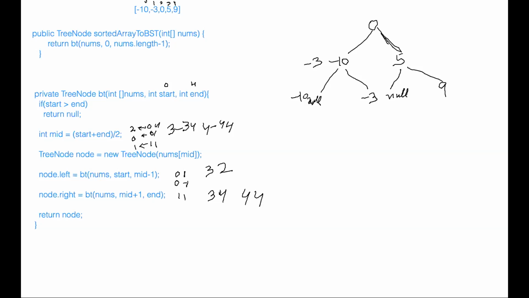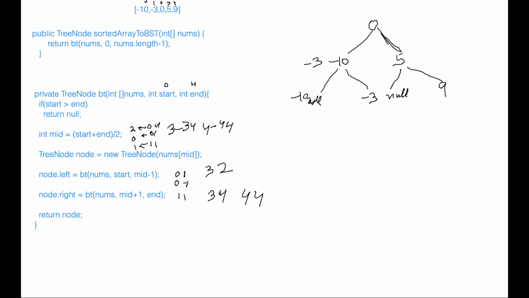I didn't get that. Please, can you repeat once again? If start and end both sum to odd, then what do I have to do? We have to increment mid by 1. Else it would be just start plus end by 2.